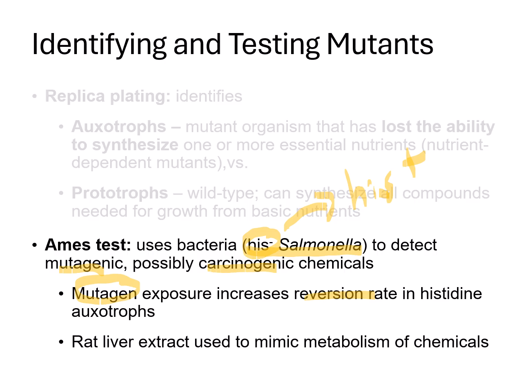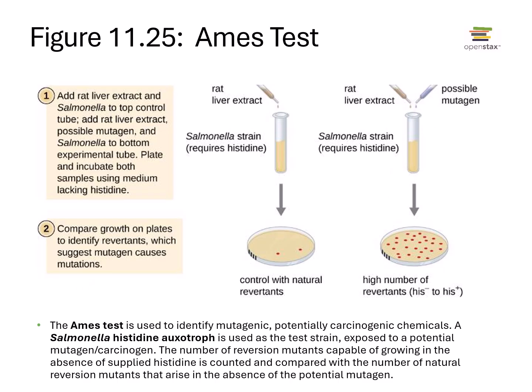And we also typically add some rat liver extract to the solution because we want to mimic the metabolism of chemicals in the human body. Sometimes something that is not itself a mutagen becomes mutagenic after it's metabolized by our liver. All right, so here's the Ames test.